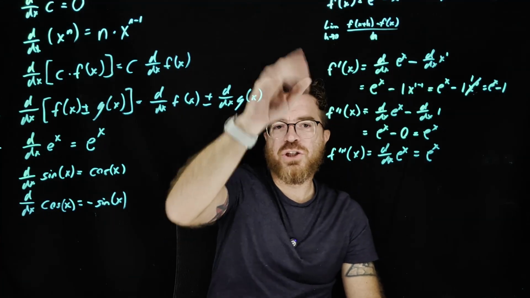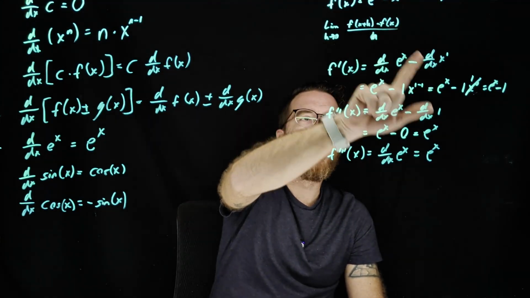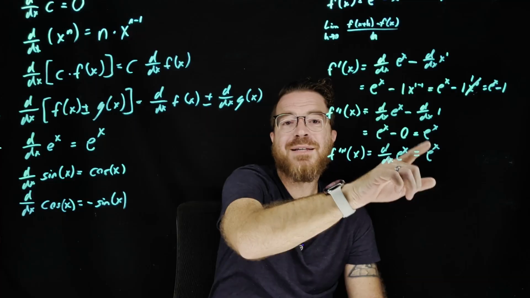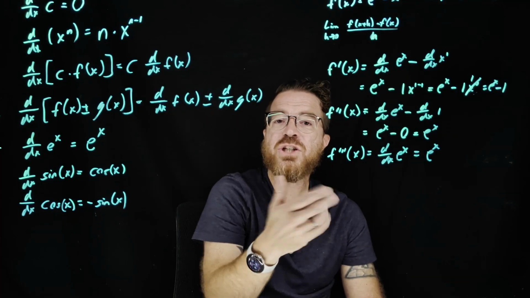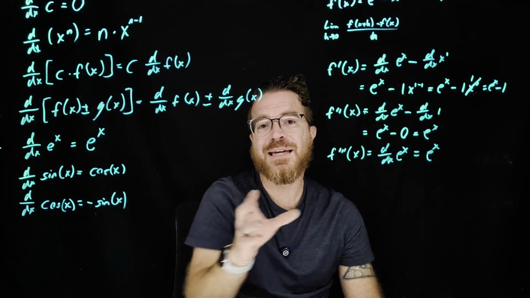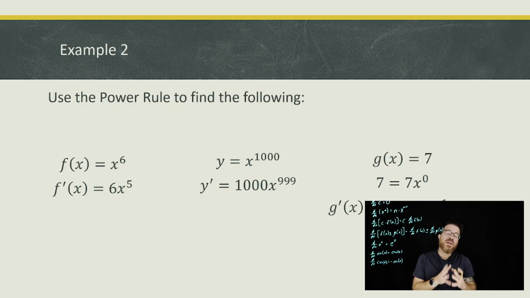Well, e to the x doesn't change, but I went from x to the 1 to x to the 0, to a constant that then just goes to 0. So each time it got less complex as I took the derivatives. So now what we're going to do is take some functions and use the power rule to solve for them.